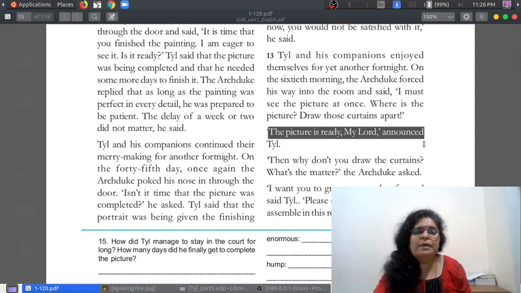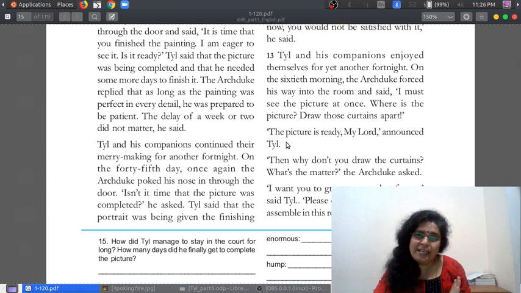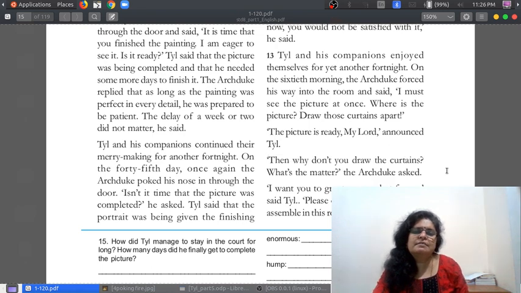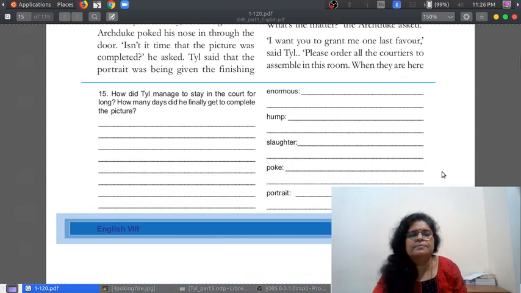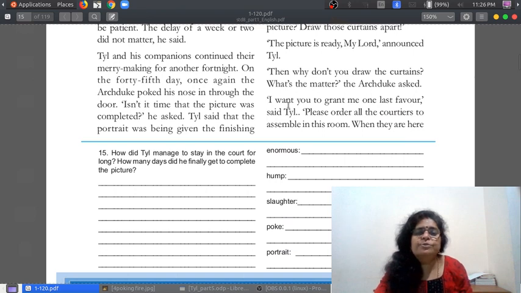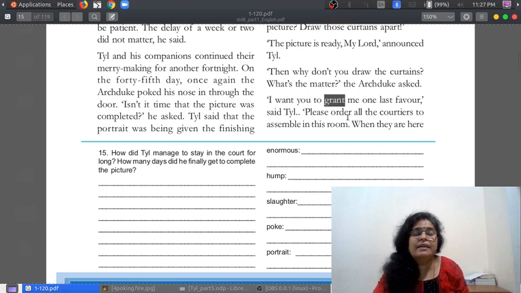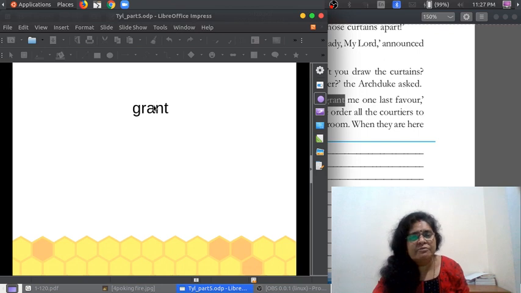The picture is ready, my lord, announced Till. Okay, my lord, the picture is ready. Then why don't you draw the curtains? What's the matter? The Archduke asked. Why don't you draw the curtains? What is the matter? The Archduke asked. I want you to grant me one last favor, said Till. Please order all the courtiers to assemble in this room. I want you to grant me, G-R-A-N-T, grant. Please give me one more favor. Grant. What is the meaning, grant? Give. There is another word.